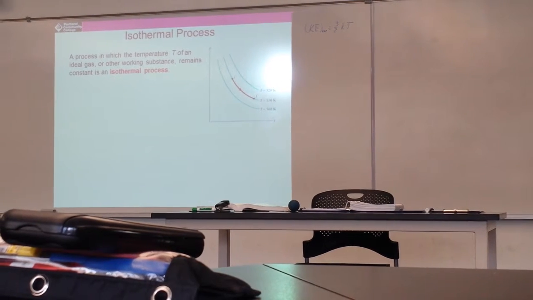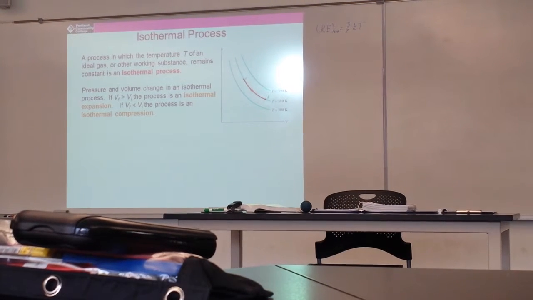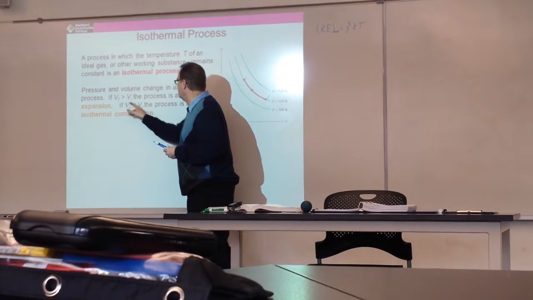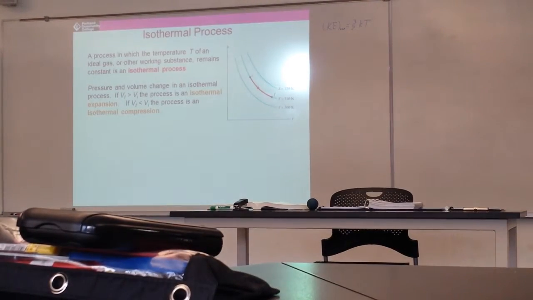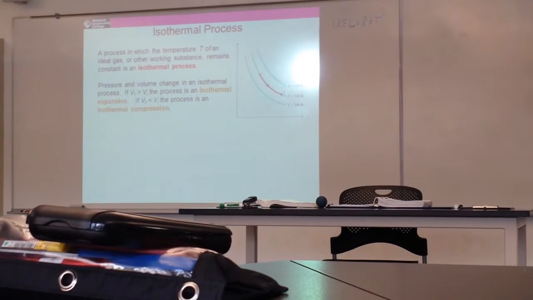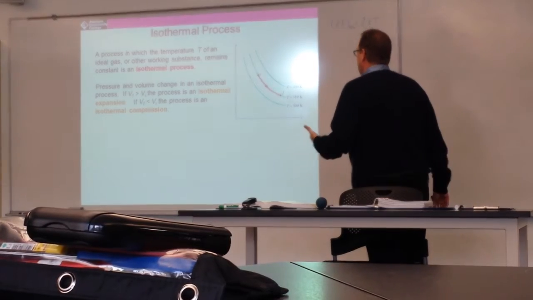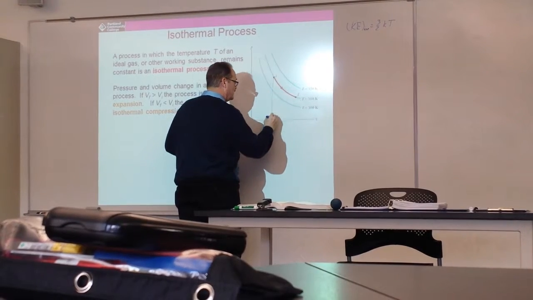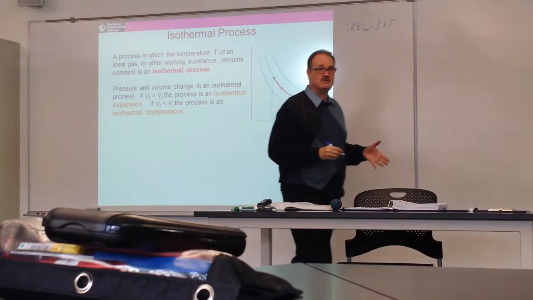Now, what we want to know here is, if the pressure and volume change in the process, if the final volume is greater than the initial volume, then the process is called an isothermal expansion. If it's the other way, then it's called an isothermal compression. Now, what we want to know is, what is the work done by an ideal gas? Well, the work done is just going to be the area under the curve in the pressure-volume graph.